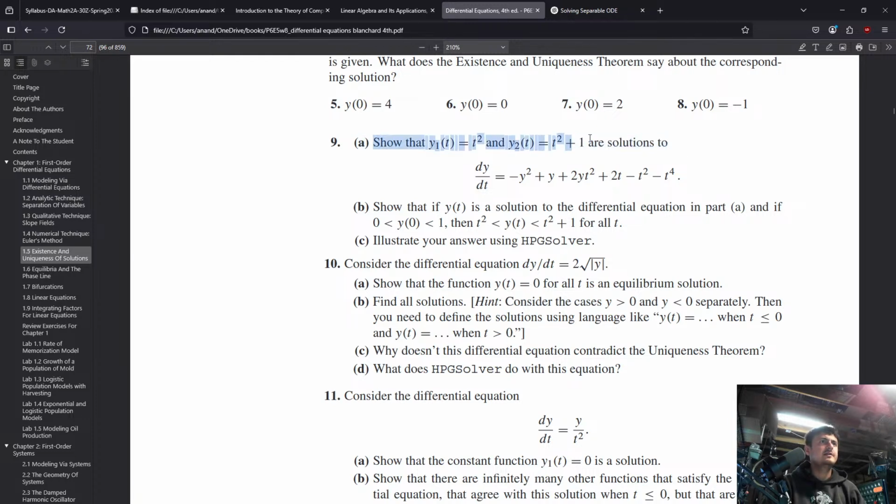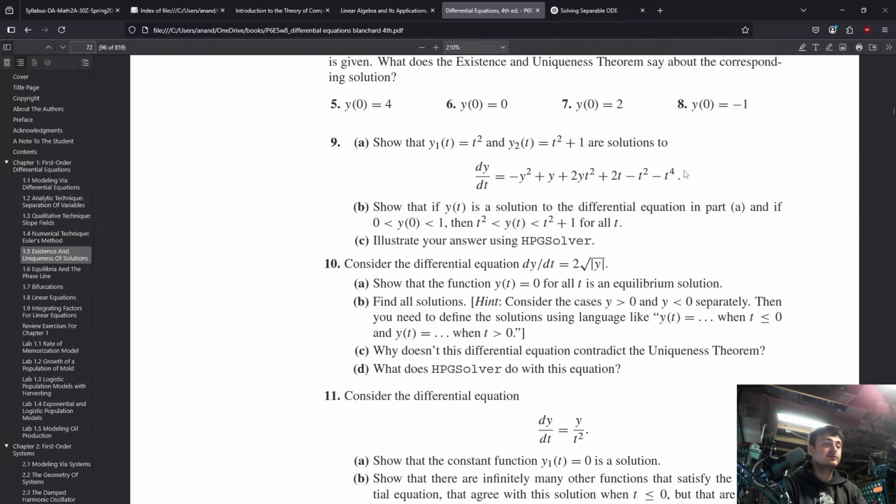Okay, show that these two are solutions to this. Okay, so I got that. That's pretty easy. All right, so the first thing we do for 9 is we're going to just try the first one. So y1 of t is equal to t squared. So then dy/dt is going to be equal to 2t. So what we're going to have on the left-hand side is 2t.